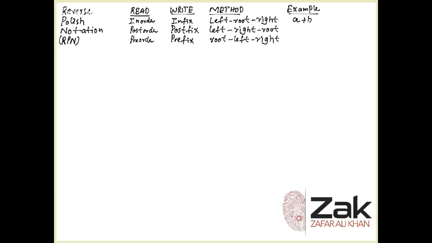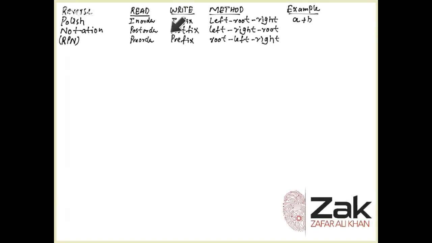Let's say you have A plus B. We call this A plus B infix notation with respect to its operator. Its operator is in between two operands. A and B are operands and plus is the operator, a mathematical operator. If the mathematical operator is in between, it is said to be infix. If the mathematical operator is before, that is called prefix. If the mathematical operator is after, it is called postfix.